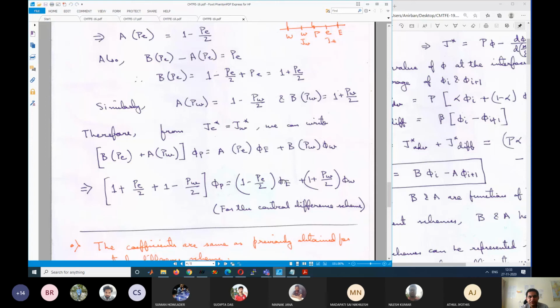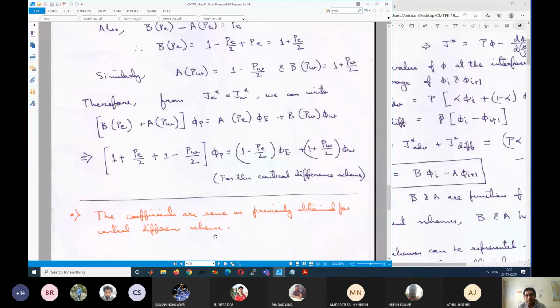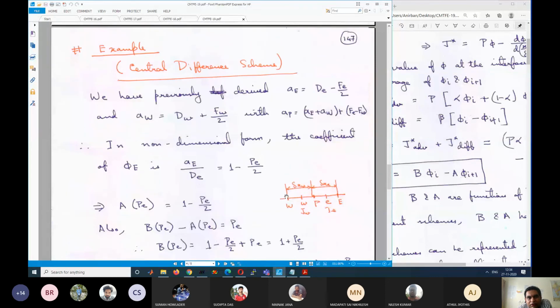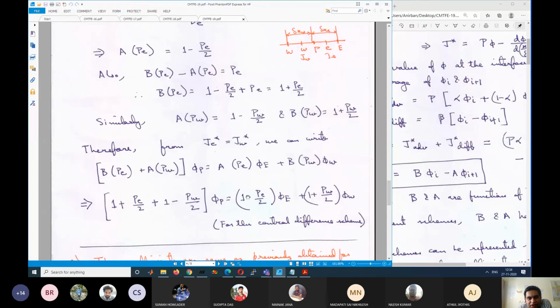If you check the coefficients now, you will see that they are the same as we obtained previously. For example, for phi E, the coefficient in dimensional form was D minus FE by 2. In non-dimensional form, it will be AE by D, which is 1 minus P by 2. So that is the coefficient that we are getting.